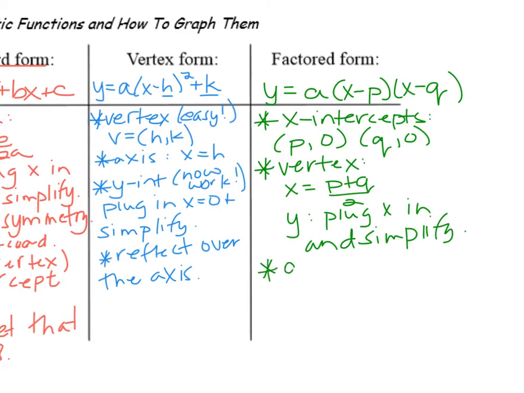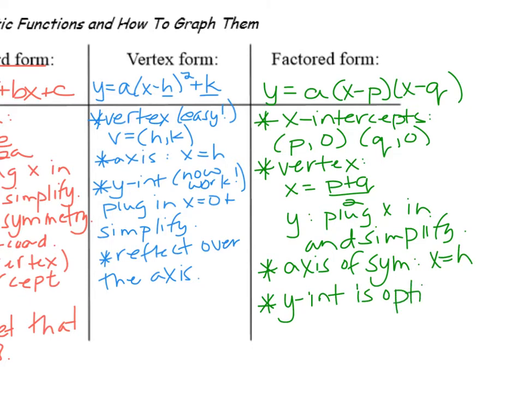You get your axis of symmetry. And again, that's x equals h, the same as it's been the whole time. And then the nice thing about this, since you already have your x-intercepts plotted, the y-intercept is optional. Because you'd have to plug in x equals 0 and simplify. So if you don't feel you have enough points, you could plot that one and then reflect it as another set for your graph.